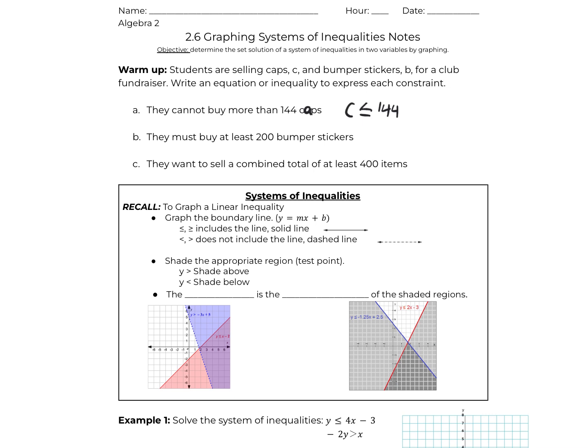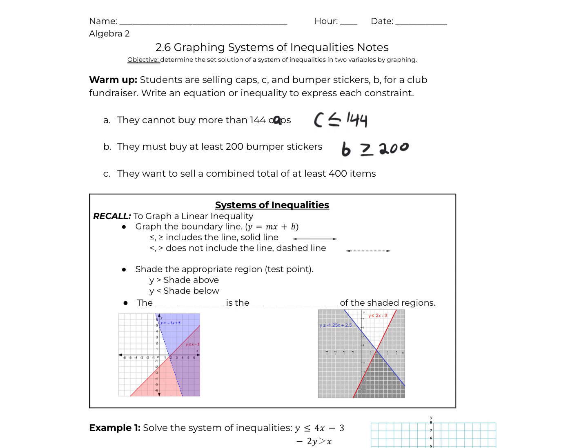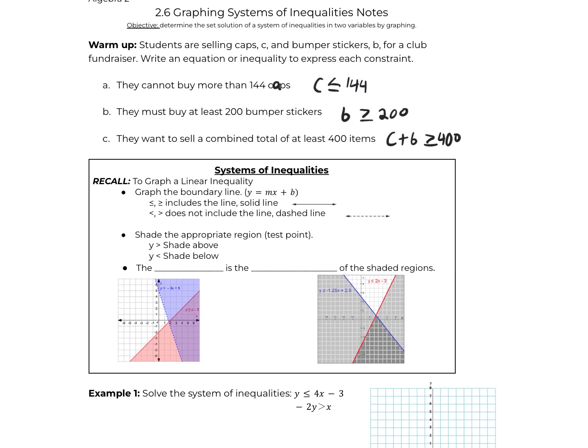All right. The next constraint says they must buy at least 200 bumper stickers. So that means the number of bumper stickers has to be greater than or equal to 200. And then lastly, they want to sell a combined total of at least 400 items. So that means combined, C and B together, we're going to add those two together. C plus B has to be greater than or equal to 400. All right, so that is how we set up that system of inequalities.